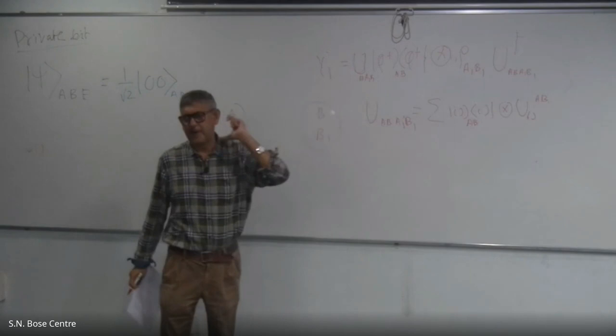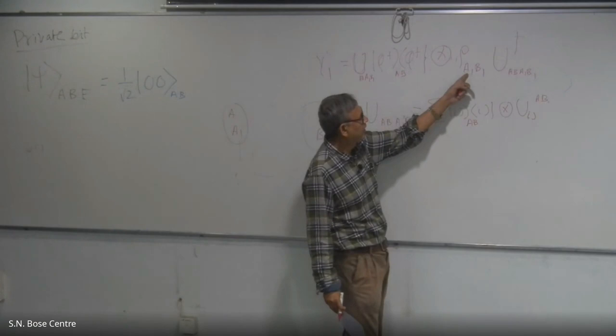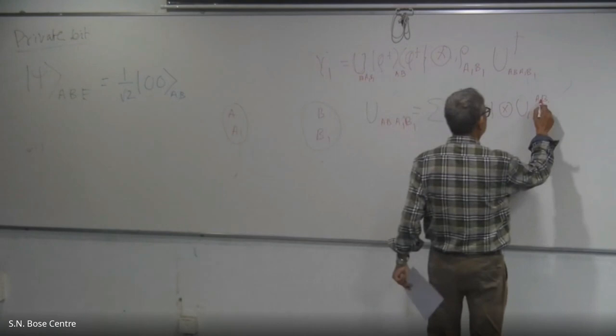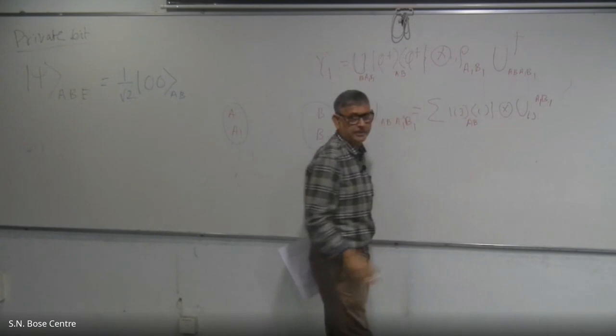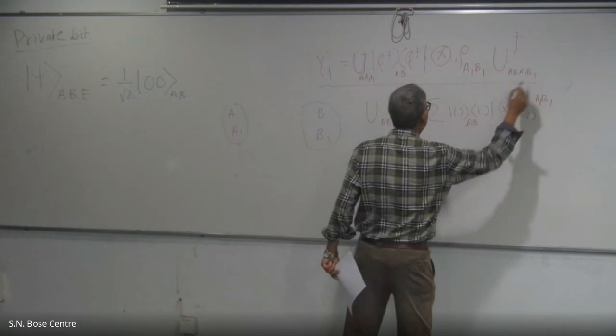It looks very involved, apparently. So it is phi plus on AB, some arbitrary density matrix rho AB, and on the whole system there is a unitary operator acting. And this unitary operator again has a particular form: depending on AB, you perform some unitary operation. So it is something like a controlled unitary operation. If you have this kind of a state, then you have one private bit.